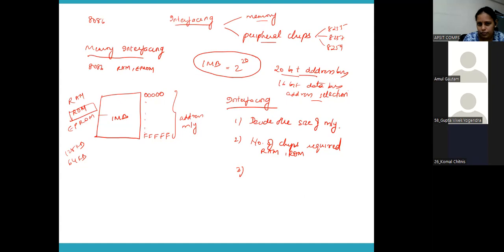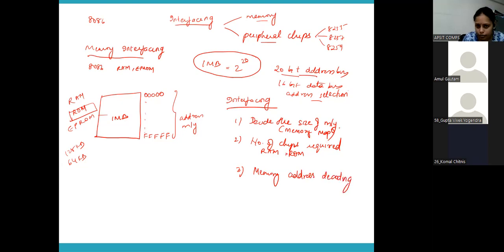So the first step is about deciding the size of the memory, which is also called creation of the memory map. Then you need to estimate how many chips you require to implement that much memory. The third thing you do is actually creating the circuit, actually interfacing your microprocessor with the memory, and that is called memory address decoding.